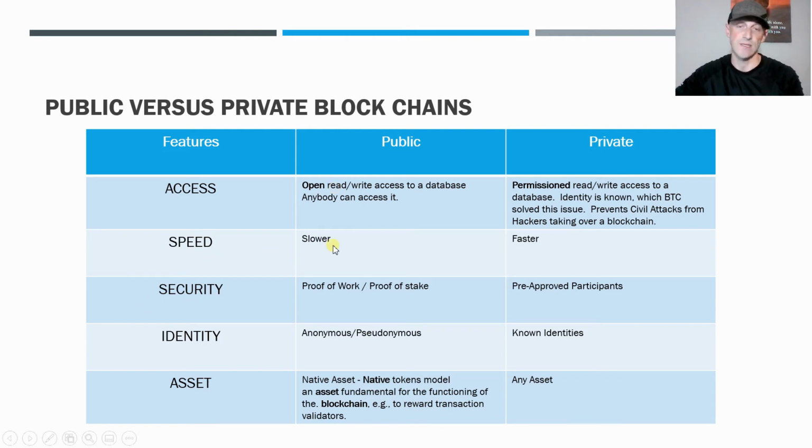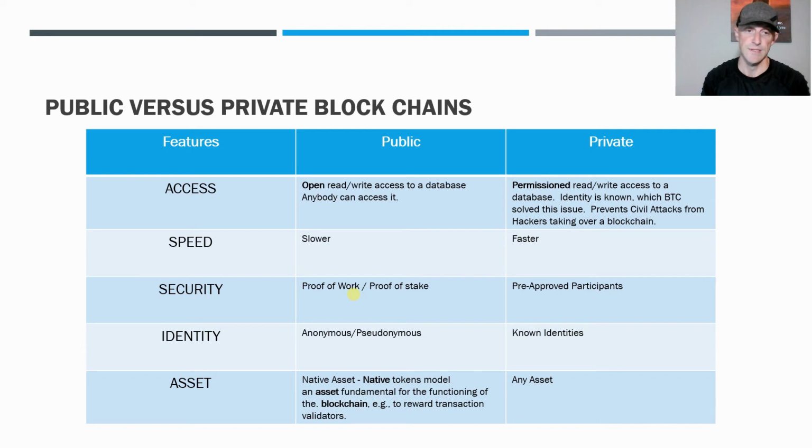Public, the speed is slower. Private, the speed is faster. The security, when it comes to public, is proof of work and proof of stake. Proof of work would be like mining transactions to get a reward on the blockchain through the token. Proof of stake would be like staking your tokens and getting a reward that way.